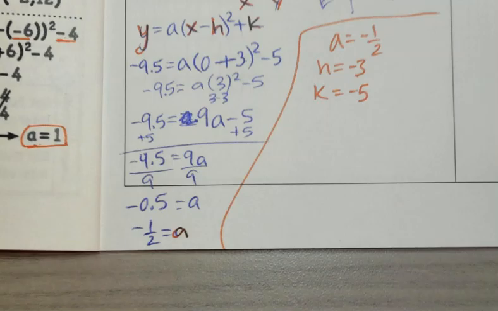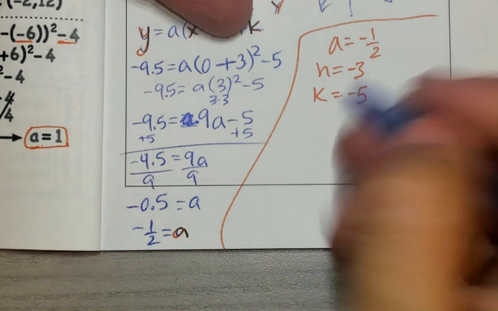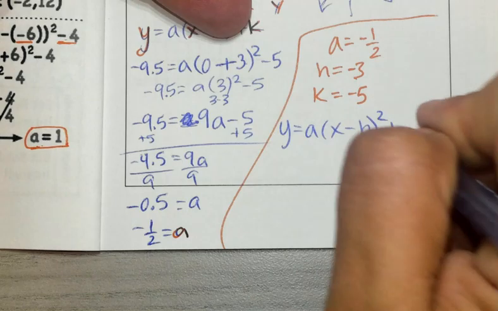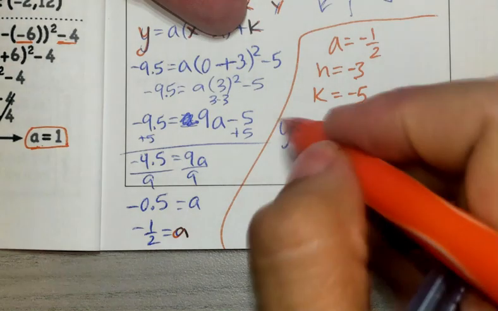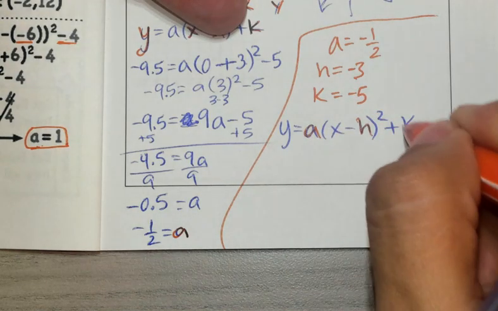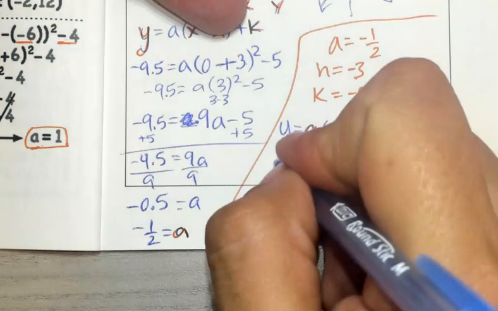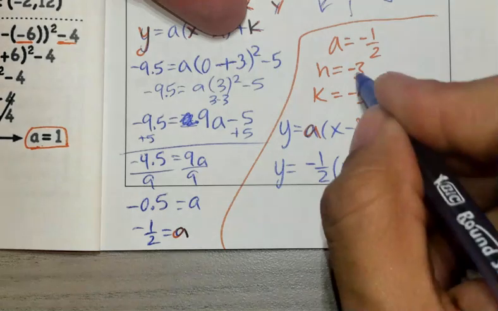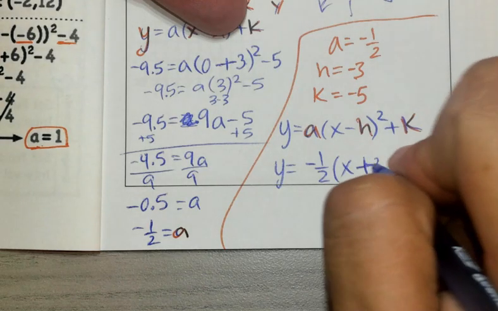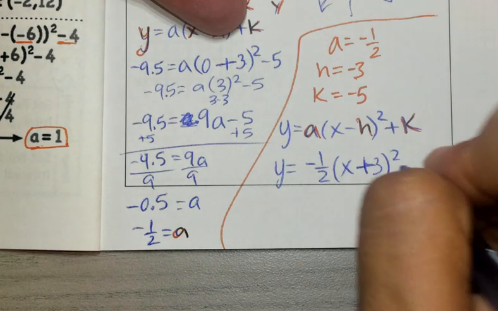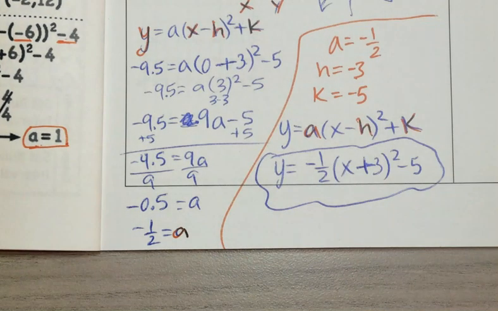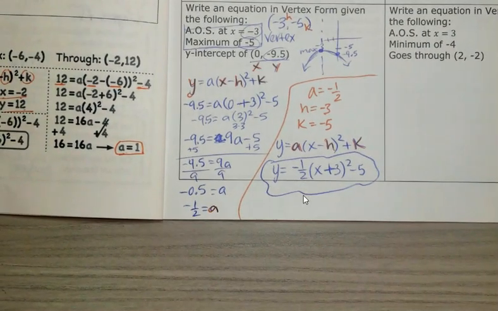We're going to use those three values to write our equation. y equals a(x minus h) squared plus k. And we're going to replace a, h, and k. y equals negative 1/2, (x minus negative 3, so that's positive 3) squared, minus 5. So this is the equation for this scenario. Okay, I hope this video helps you understand this.